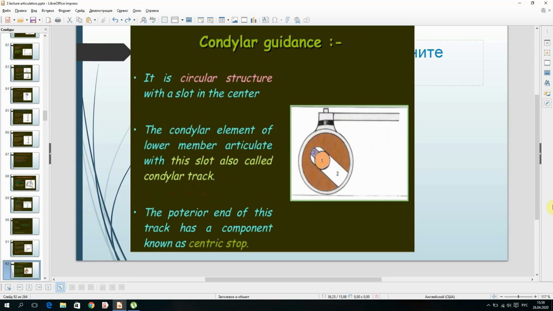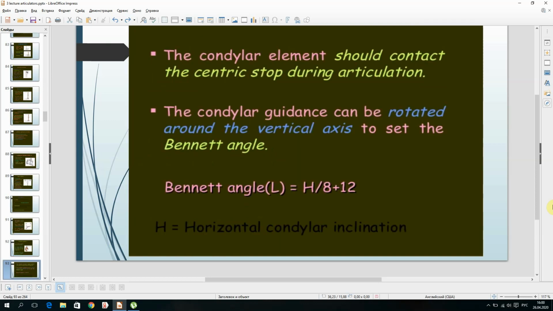Condylar guidance. It's a circular structure with a slot in the center. The condylar element of the lower member articulates with this slot, also called the condylar track. The posterior end of this track has a component known as the centric stop. The condylar element should contact the centric stop during articulation. The condylar guidance can be rotated around the vertical axis to set the Bennett angle. Bennett angle. H equals horizontal condylar inclination.